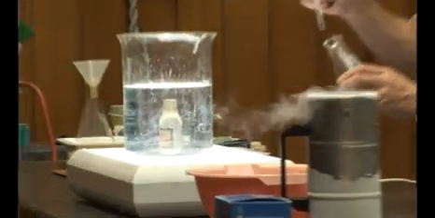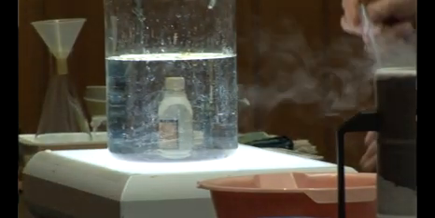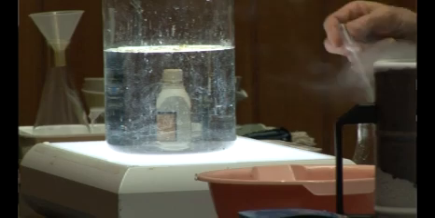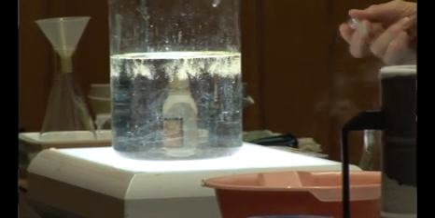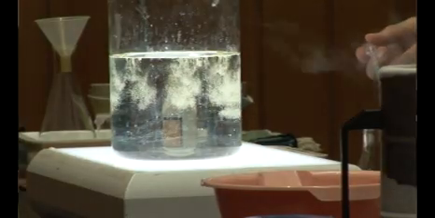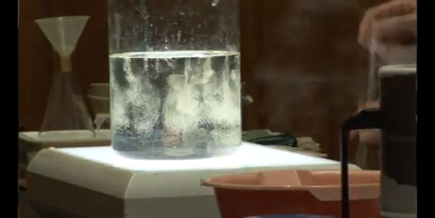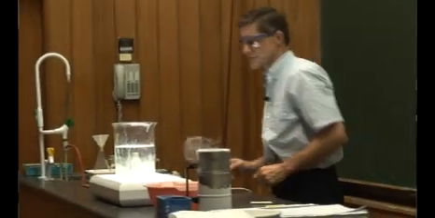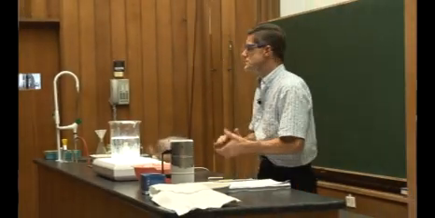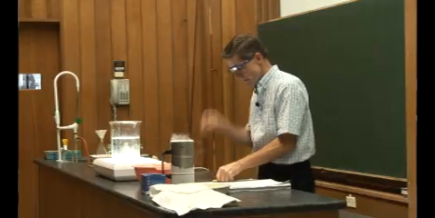And then if I add, say, a little bit of detergent, this disrupts the surface tension, and once I disrupt the surface tension, then what we'll find is that the sulfur then sinks, being more dense than water. So a quick simple demonstration of what surface tension can do.